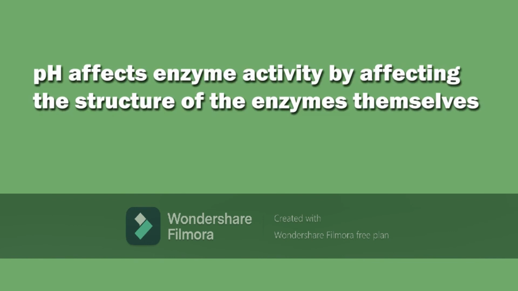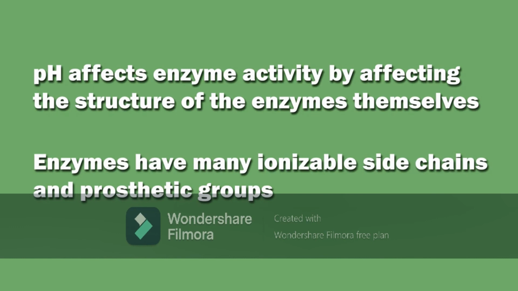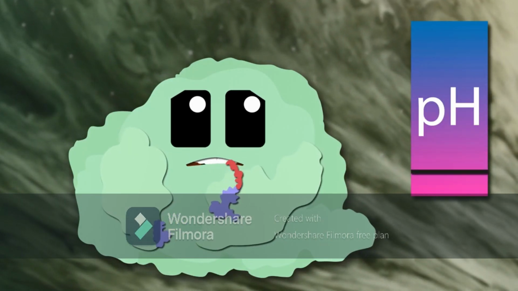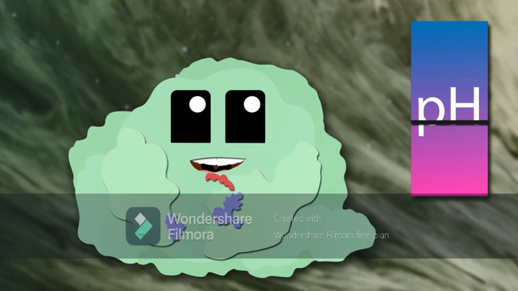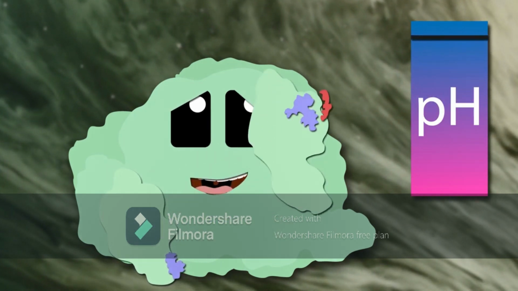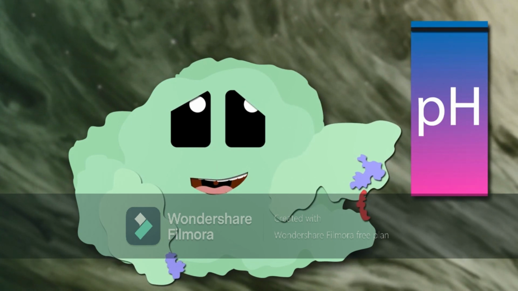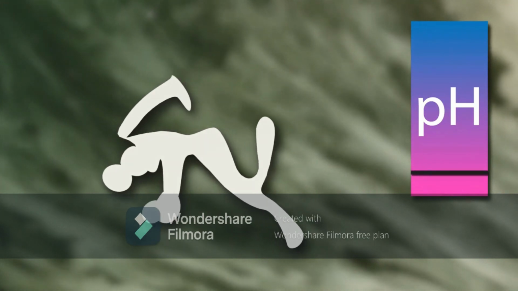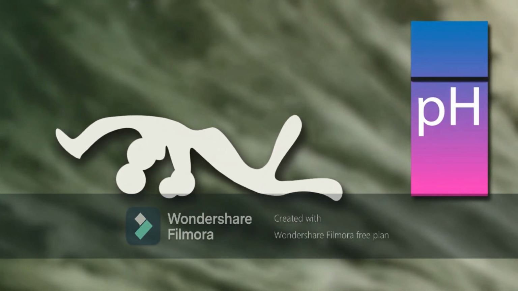pH affects enzyme activity by affecting the structure of the enzymes themselves. Enzymes have many ionizable side chains and prosthetic groups, which affect the intermolecular bonds which hold together their secondary and tertiary structure. Maintaining the correct secondary and tertiary structure is critical for the proper alignment and functioning of the active site. Outside of an optimal pH range, changes to ionizable side chains can break bonds holding together secondary and tertiary structures, causing the active site to fall apart and decreasing enzymatic activity. In addition, the substrate binding to the enzyme might have its own ionizable side chains, which can also be affected by pH.